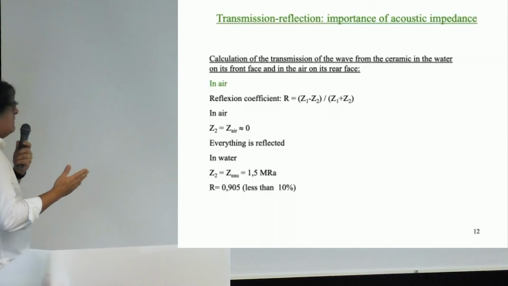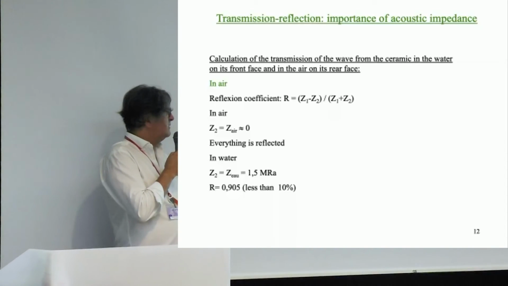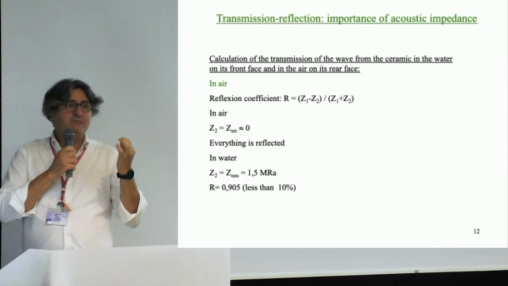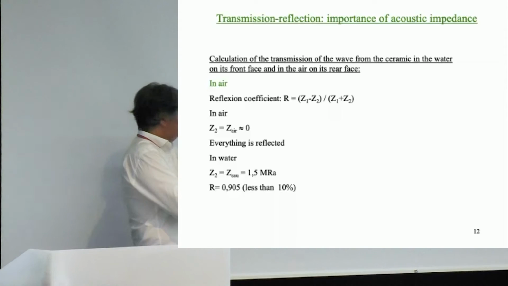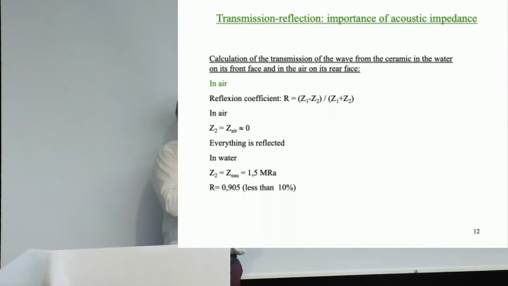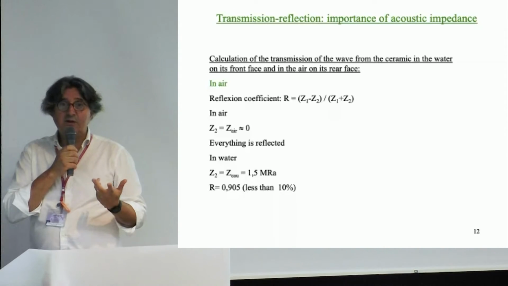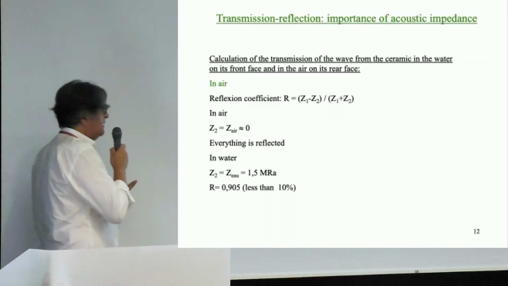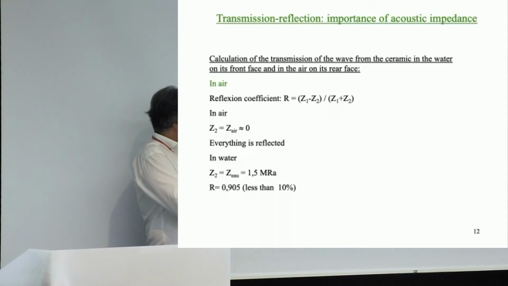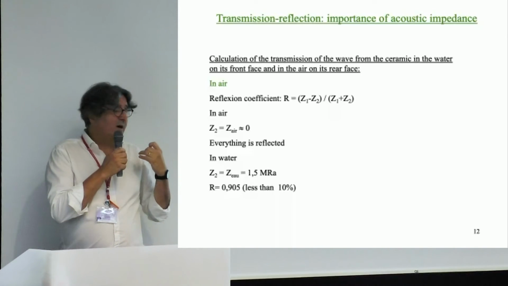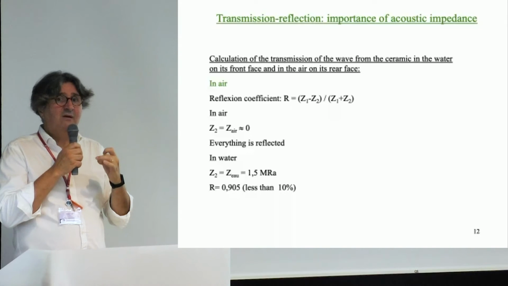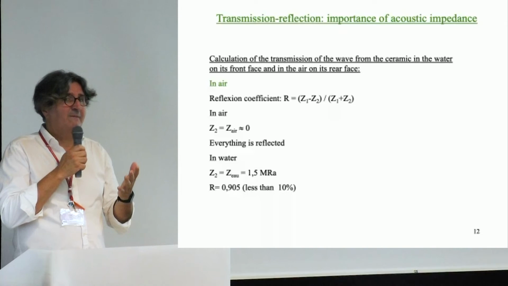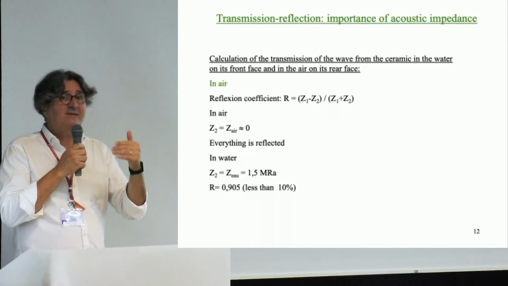But now, look at the same calculation. If now you want to transmit into water, the acoustic impedance is 1.5 megarayls. And if you do the calculation, the reflection coefficient is 0.9, which means that less than 10% of the energy is transferred into the propagation medium. Less than 10%.